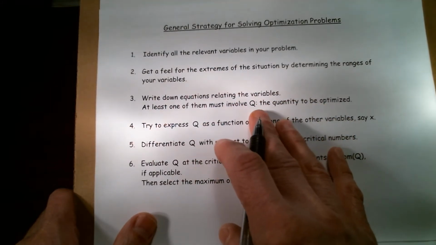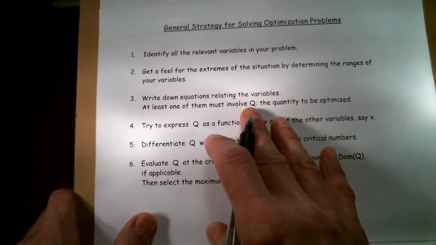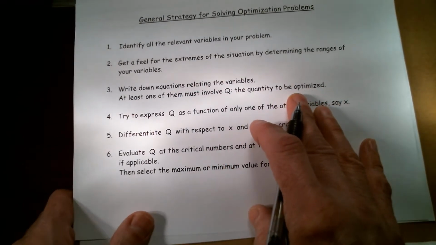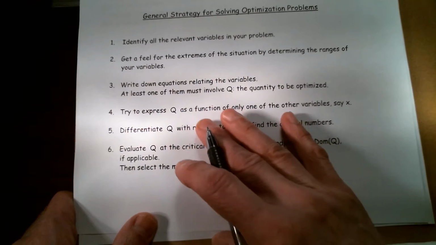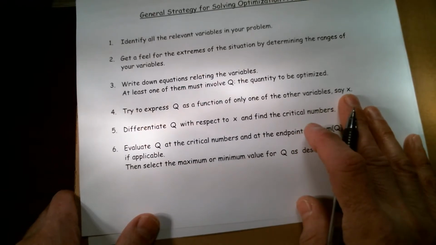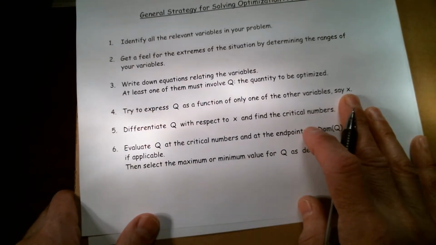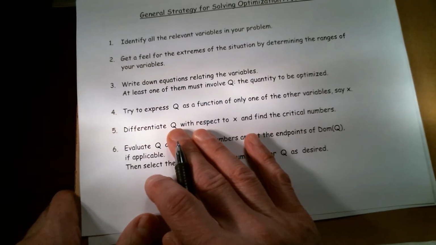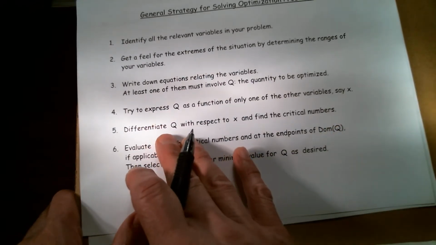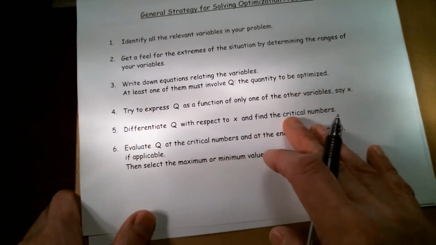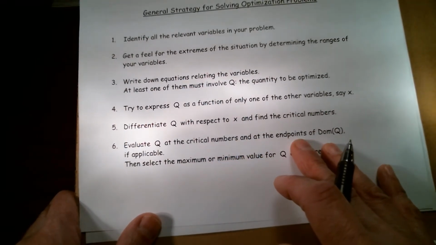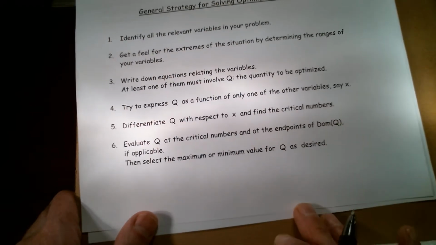Of course, at least one of your equations must involve Q, where Q represents the quantity to be optimized, to be maximized or minimized. You'd like to try to express Q as a function ultimately of only one of the other variables, say the variable X. Then once you've done that, which is the hard part of the problem, the rest just becomes calculus. Differentiate Q with respect to X and find the critical numbers. Evaluate Q at these critical numbers and at the endpoints of the domain of Q if applicable.